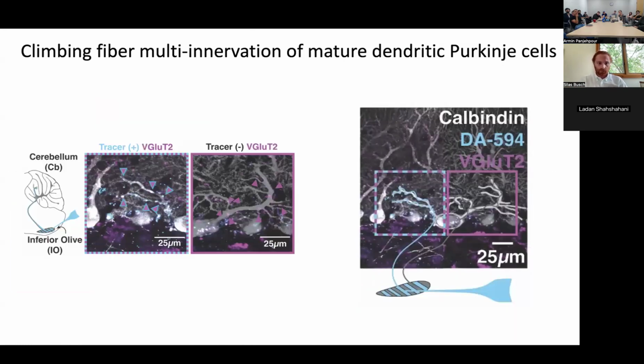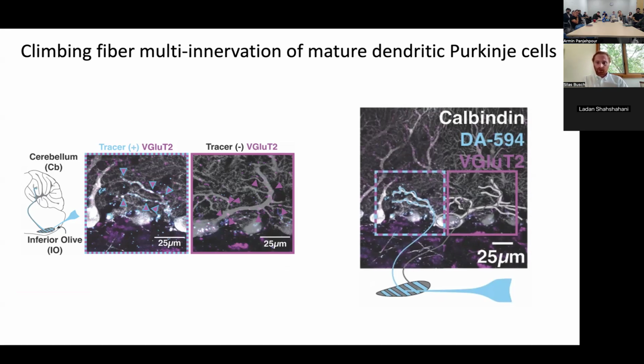So the first experiment was still anatomical, but it gets us closer to the physiology. This is largely a needle in the haystack proof of principle approach. But what I did was I injected a low titer of a tracer into the inferior olive. And what that did is it labeled with this tracer the axons, which are the climbing fibers from the inferior olive, of a subset of climbing fibers. Okay, so now a subset of climbing fibers are labeled with this tracer.